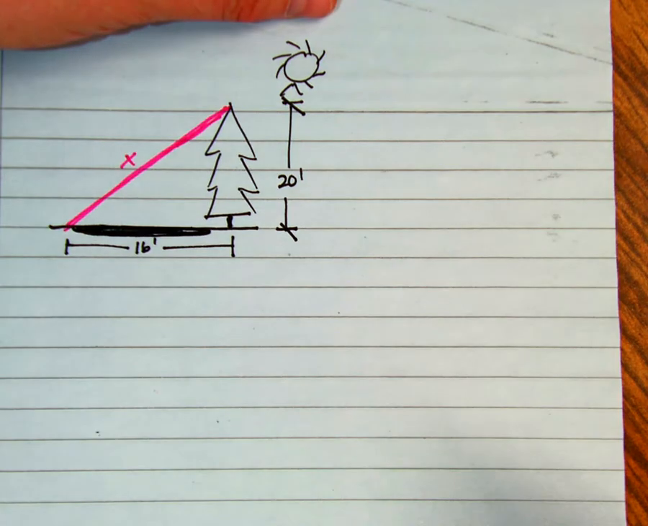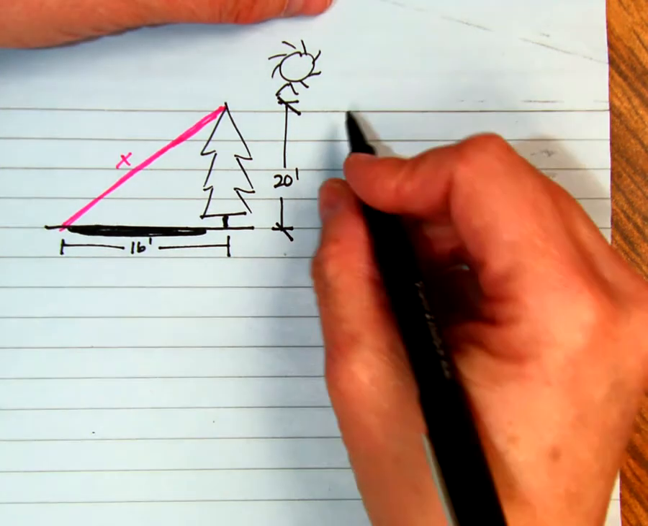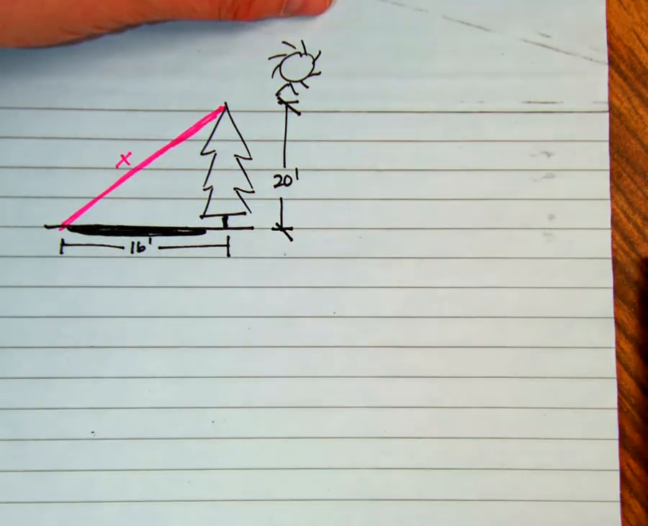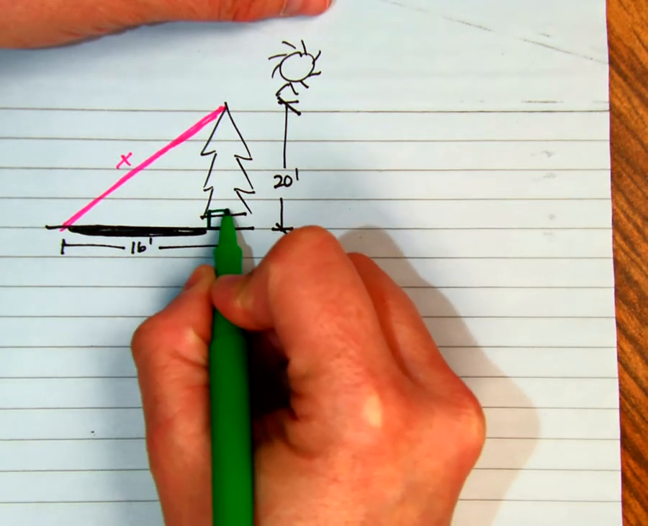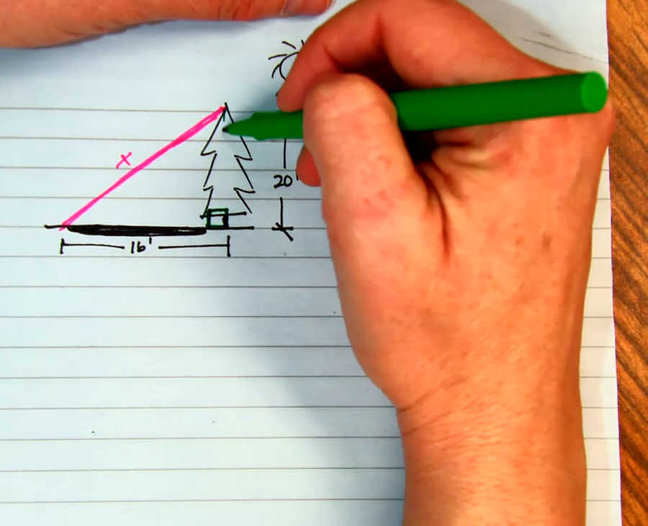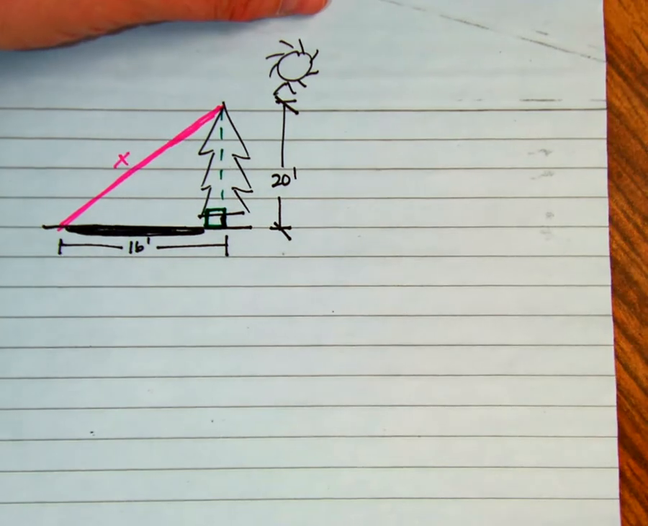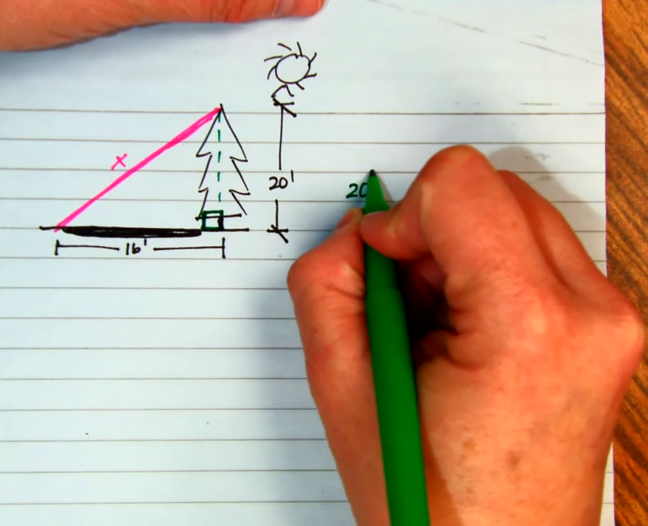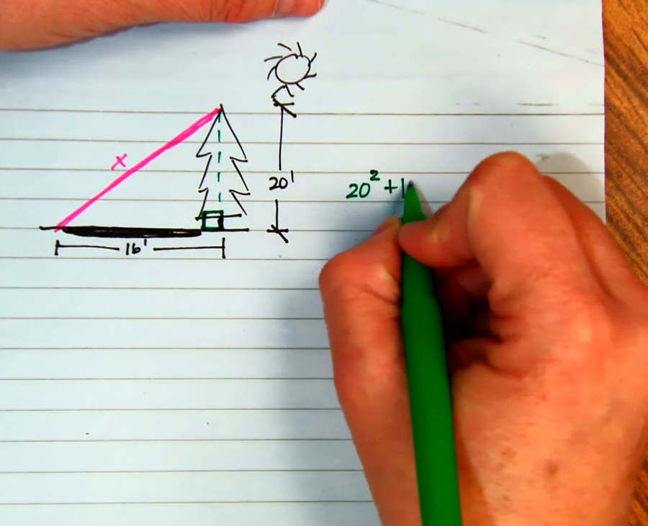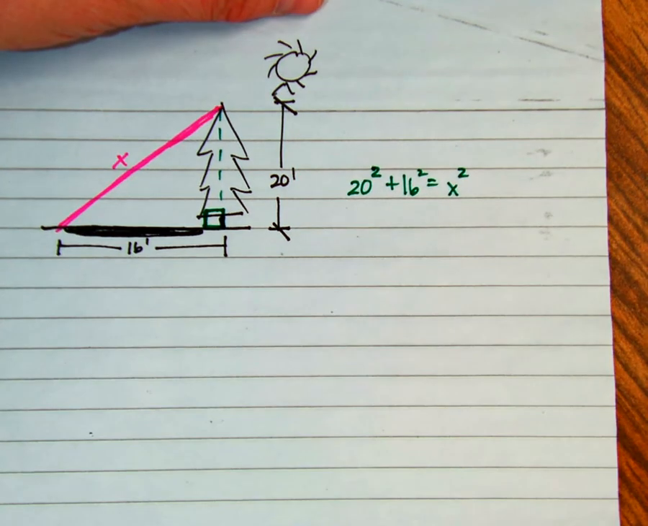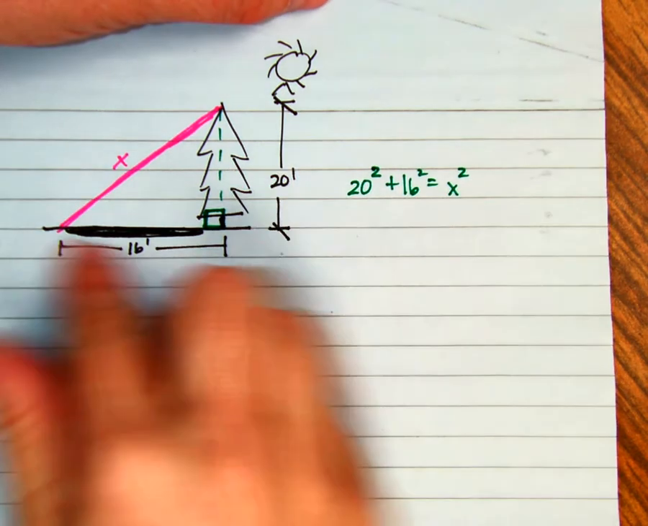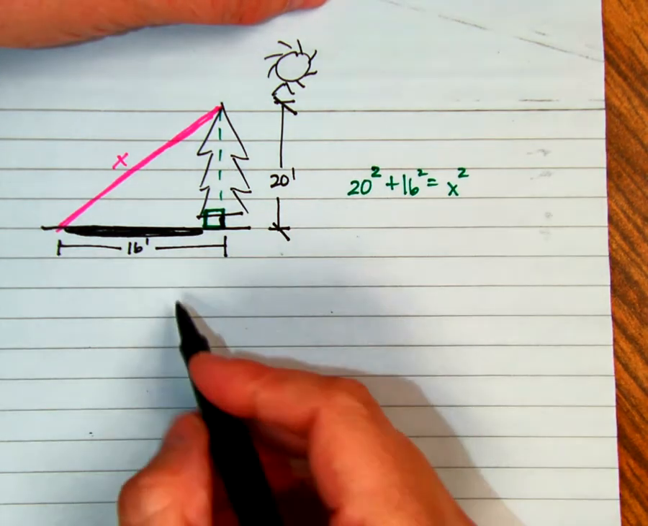So we're going to use the same format. I'm not going to solve this problem, but hopefully you can see the understood right angle, with the tree there. So we have 20 squared plus 16 squared is going to equal x squared. You're not always going to be looking for the hypotenuse.